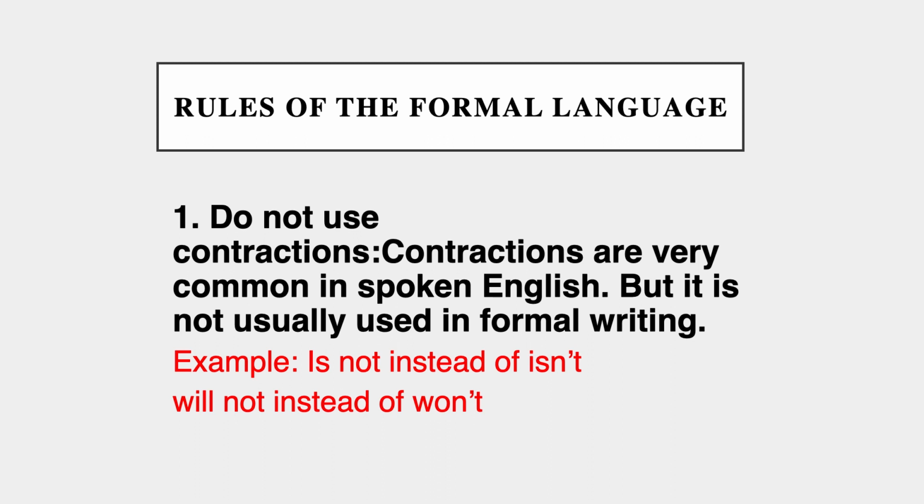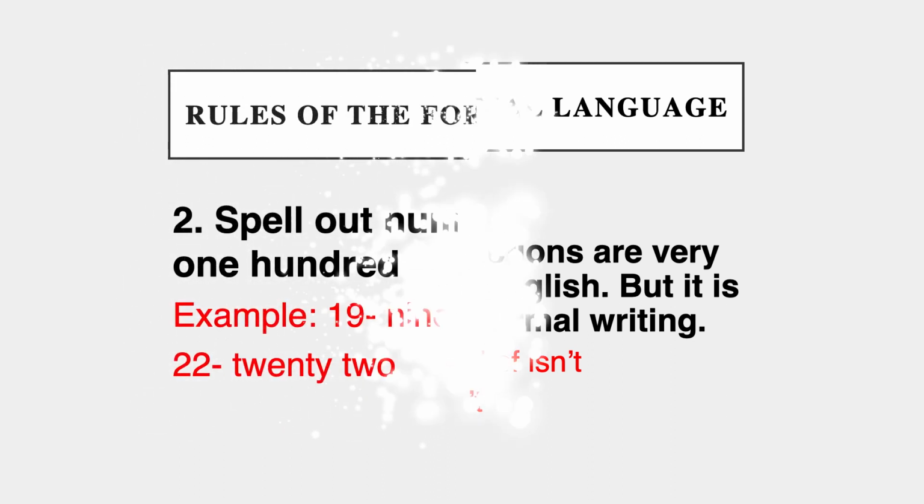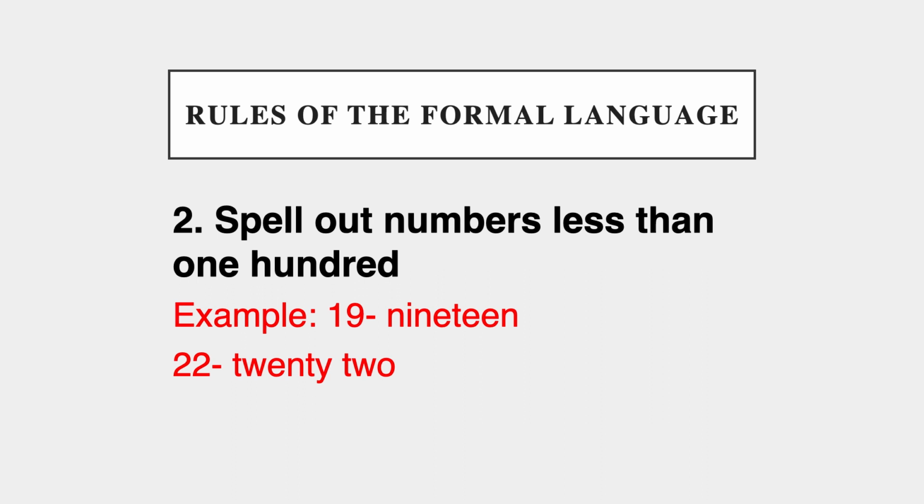Rules of formal language. First one is do not use contractions. Contractions are very common in spoken English, but they are not usually used in formal writing. Example: is not instead of isn't, will not instead of won't. Second rule is spell out numbers less than 100. Example: 19, nineteen, 22, twenty-two.